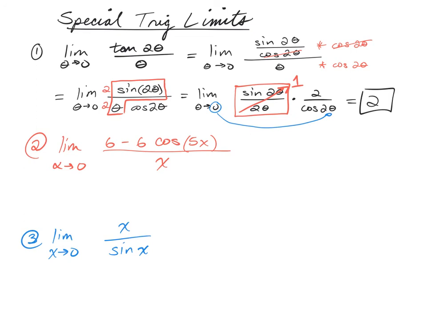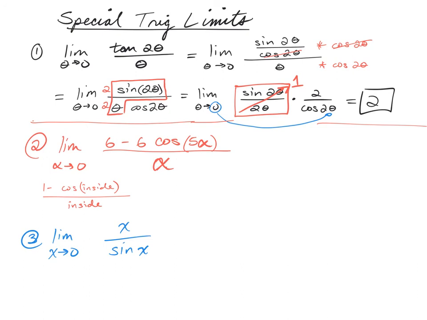In the next example, we have our first example of a special trig limit involving cosine. And remember that the cosine limit that we're trying to make happen here is 1 minus cosine of the inside all over the inside, as long as that inside limit is going to 0. And I just realized that these should be alphas. So this is alpha, it's just another variable.